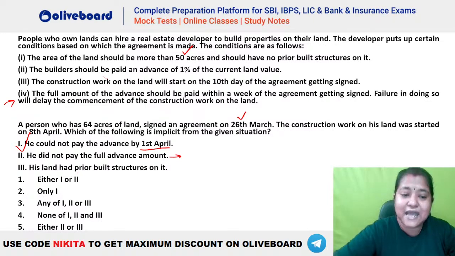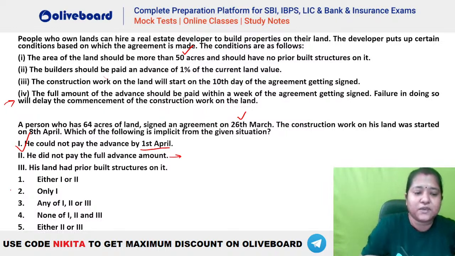Third one, his land has prior structures. If prior structures are there, then it is not possible, the construction would not have started, because as per point one the criteria was it should be more than 50 acres without any built structures on it, right? So his land has prior structures built on it, that means the construction would not have started, it would not have happened at all, isn't it? So that is why the answer here should be only one, that is option number 2.